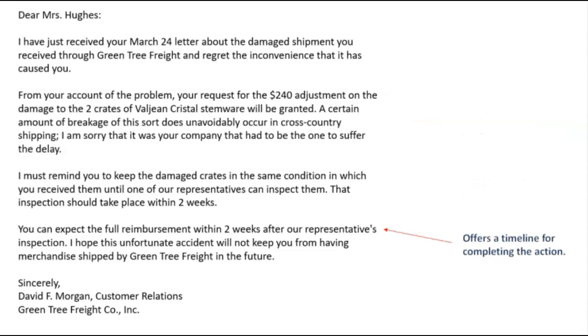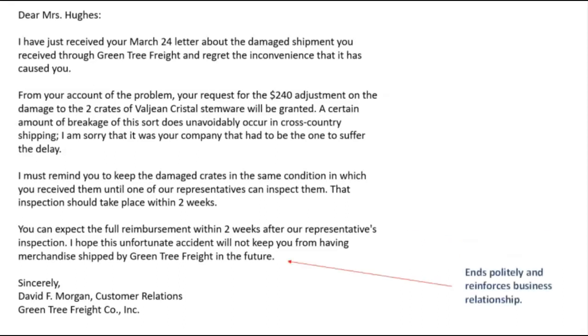The closing paragraph offers a timeline for completing the action. You can expect the full reimbursement within 2 weeks after our representative's inspection. Finally, that closing paragraph ends with a polite statement which reinforces the business relationship. I hope this unfortunate accident will not keep you from having merchandise shipped by Green Tree Freight in the future. This is a great direct approach example.